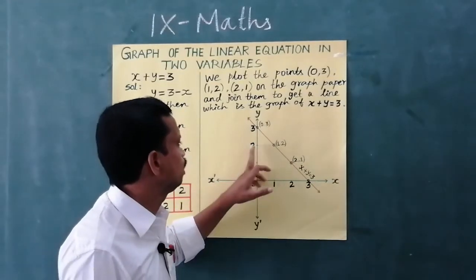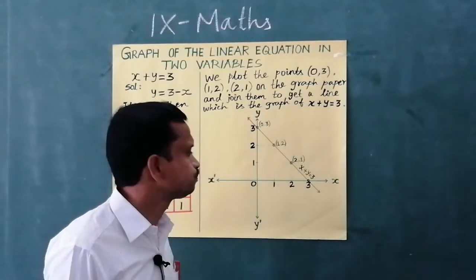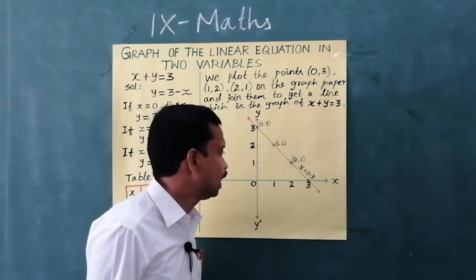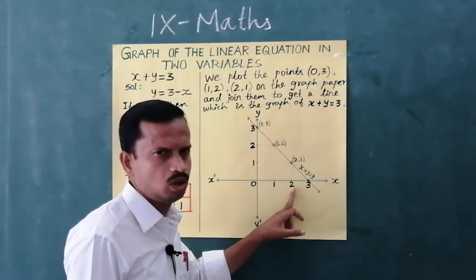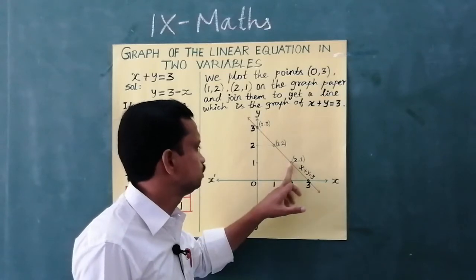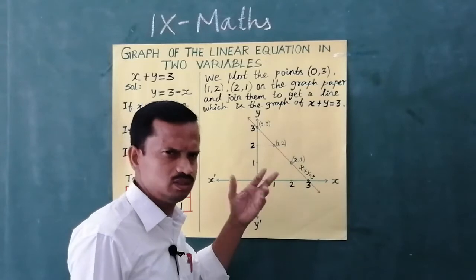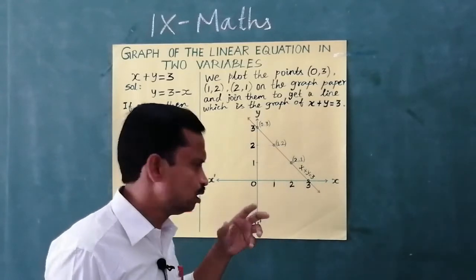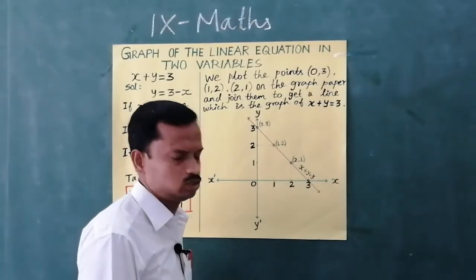And then 1, 2. So, x is 1, y is 2. Straight to that you have to mark that point 1, 2, and then the next point is 2, 1. So, x is 2 and y is 1. If you want you can draw a perpendicular line, otherwise in graph sheet it is very easy to observe it. So, 2, 1 is the next point.